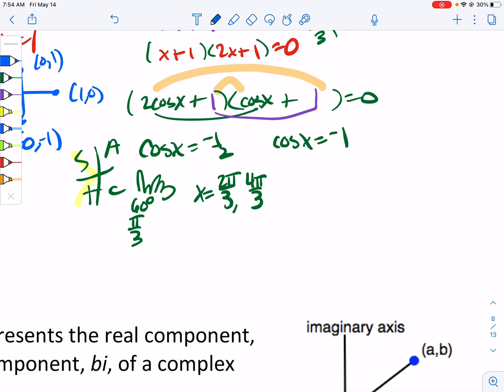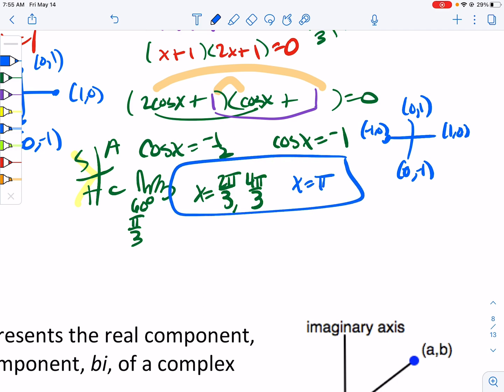Now, with cosine being negative 1, that's going to be on our axis point. I want where the x is negative 1. So that means I'm going left by 1. So that would be this point here. You can check your other ones and make sure that they don't work. Right? So cosine being our x value, I want the x to be left by 1. So that's just at pi. So x equals pi. So then these three are our answers for this equation.